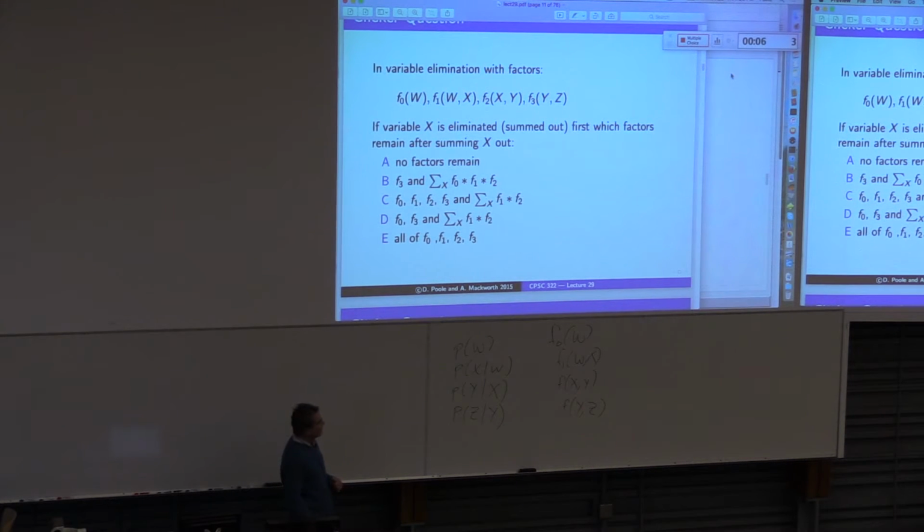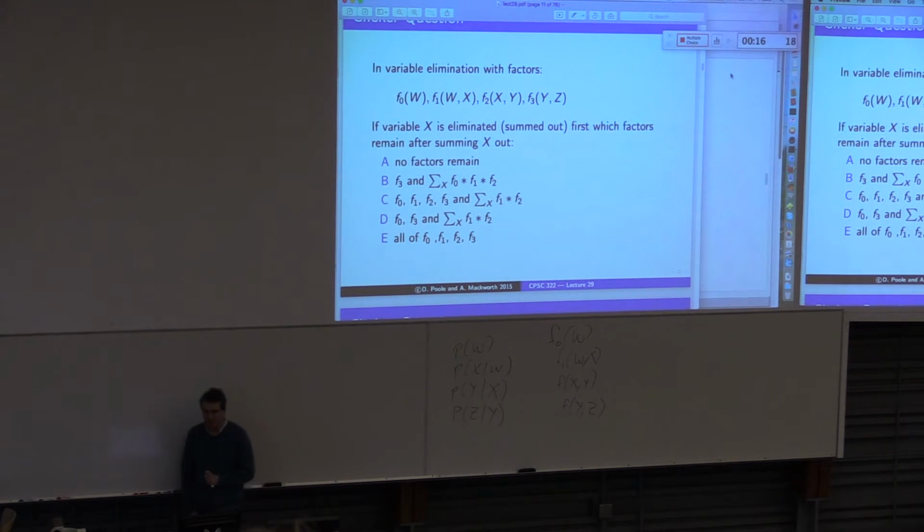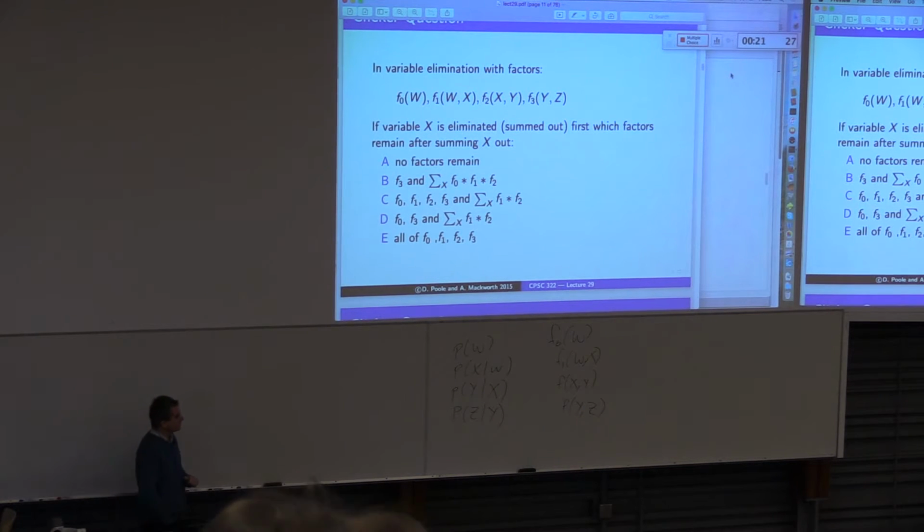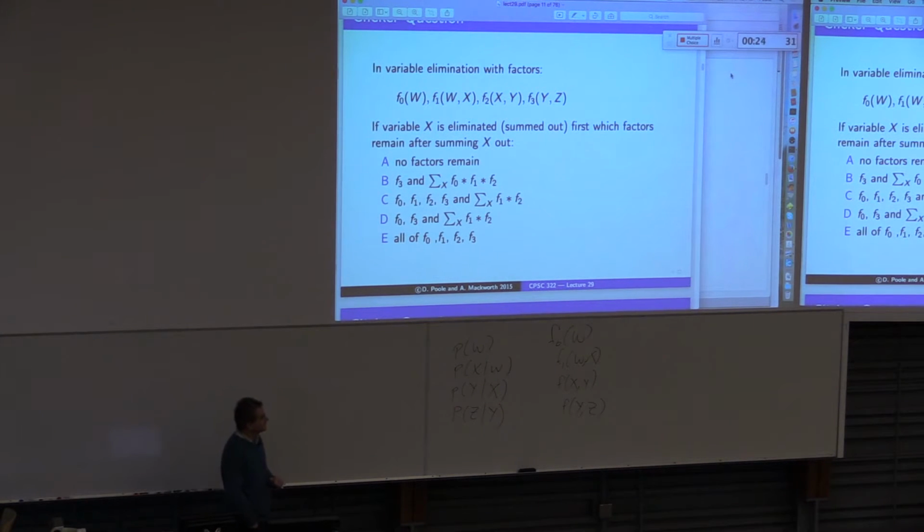In variable elimination, with the same factors, we're now going to eliminate X. Which factors remain after summing out X? So what's the result of summing out X? A set of factors, which, that's what ATV4.